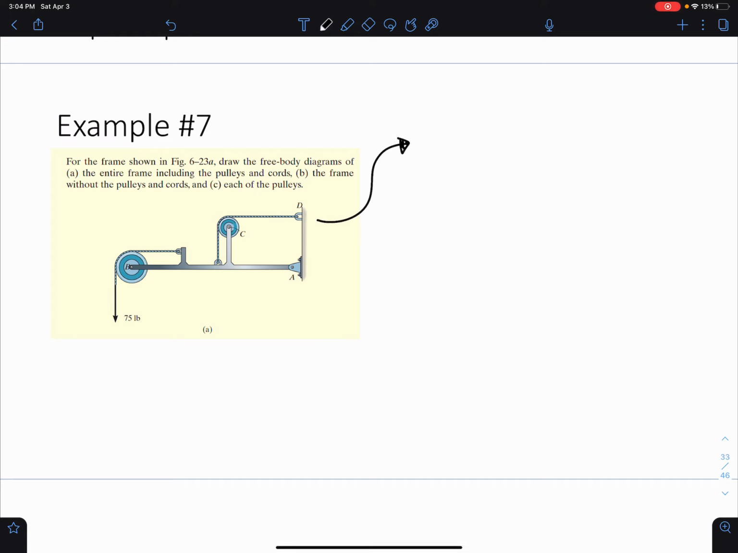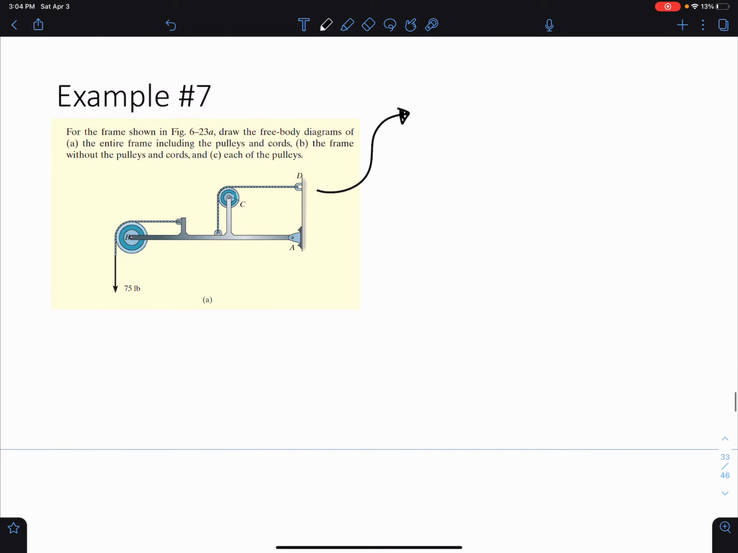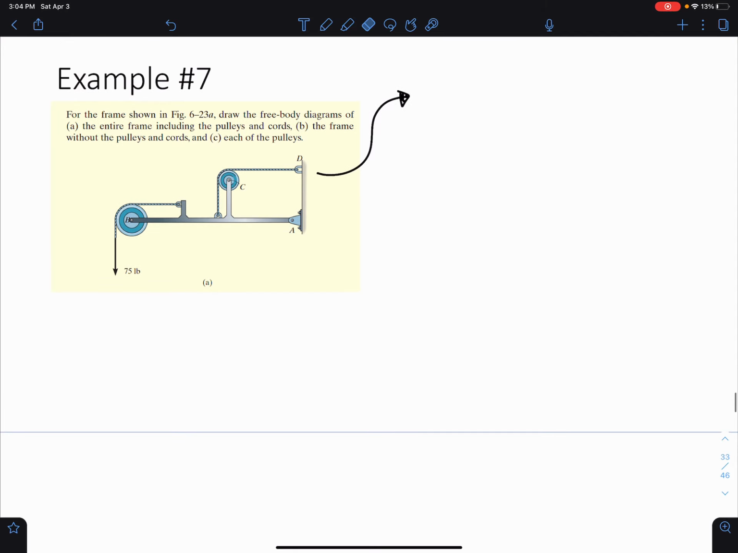You always want to try to make your life easier when you're solving problems and not more complex. What I mean by that is don't expose extra forces that don't need to be exposed. You'll see what I mean as we go through parts A, B, and C of this. So let's start here. Actually, I'm going to erase this and start down here.